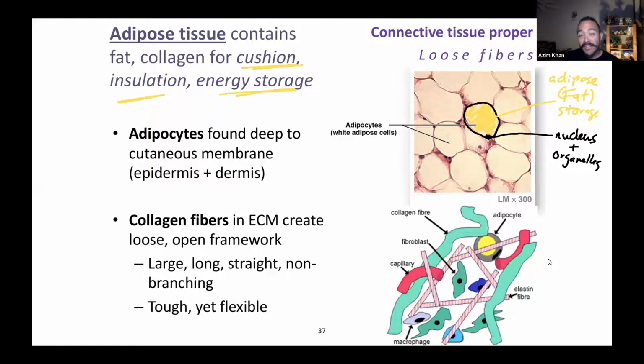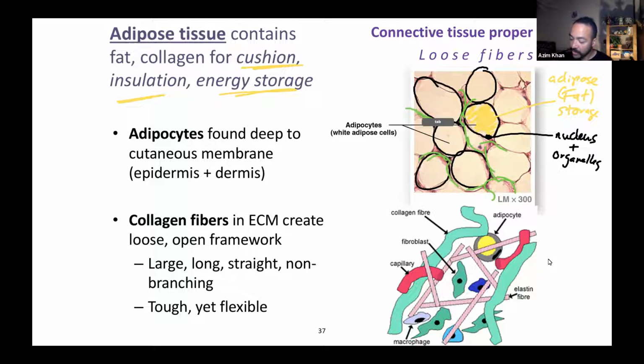It does look like these cells are kind of close to each other. Let me trace the other cells. Like here's another cell, here's another cell. But this fits under the category of loose because in between the cells, which you can't really see with the histology, but you'll have to believe me, in between the cells, you have protein fibers in the extracellular matrix.